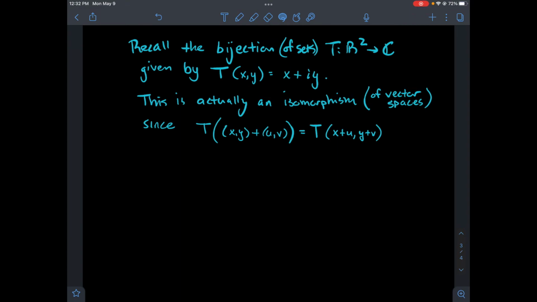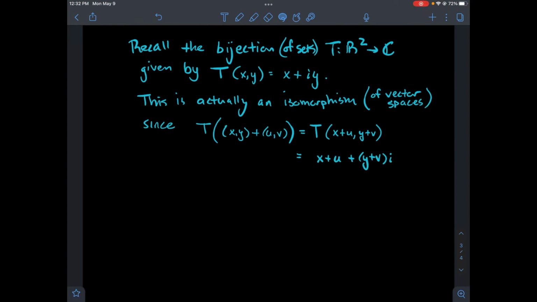And now I think about what T does. If you look up at my definition, T just takes the first coordinate, x plus u, and that should be the real part of my complex number. And similarly, the second coordinate, y plus v, ought to be the imaginary part of my complex number. So T should send this point to (x plus u) plus (y plus v)i.